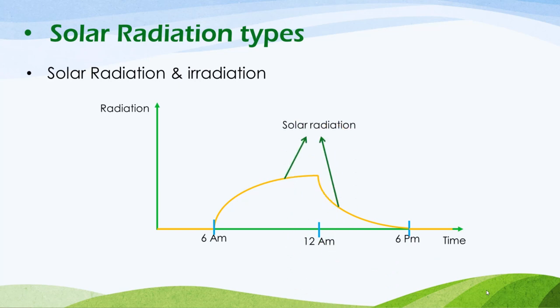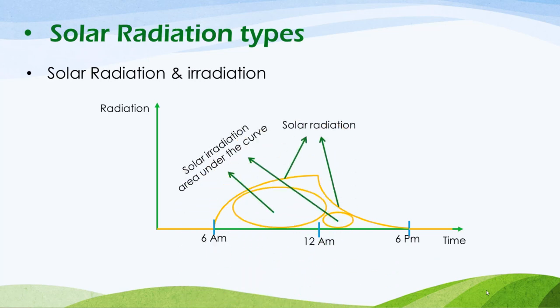Now this is the difference between the radiation and the irradiation. The solar radiation is this orange curve here, while the solar irradiation is the area under the curve, or the integration of the solar radiation during the time. So not all the day the sun is shining, or in other words, the irradiation has a specific period of time in which to have the radiation.